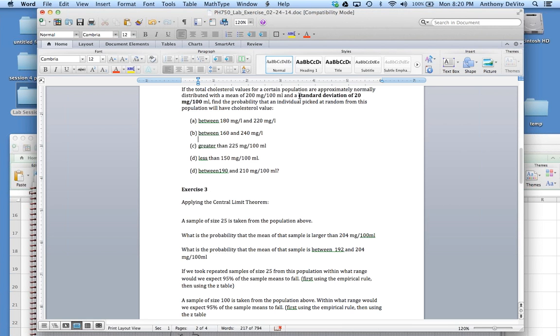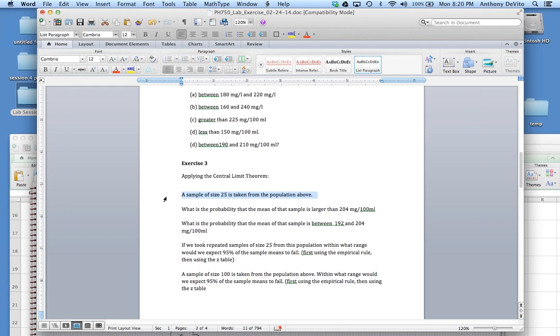For the time being, for this week only, or for the next 2 weeks, let's say, we're going to know the population standard deviation. So the question here is, we're going to take a sample of size 25 from that population. What's the probability that the mean of the sample is larger than 204? Let's start with that question first.